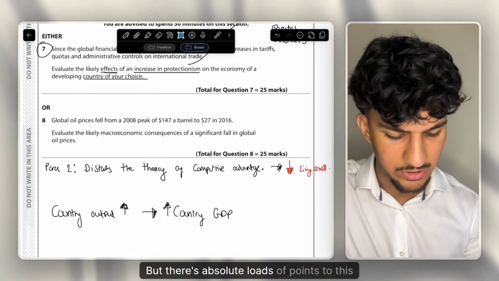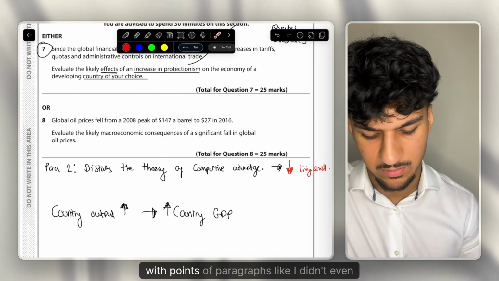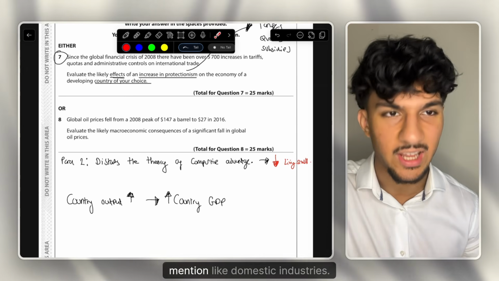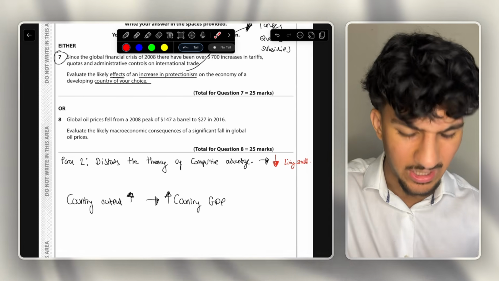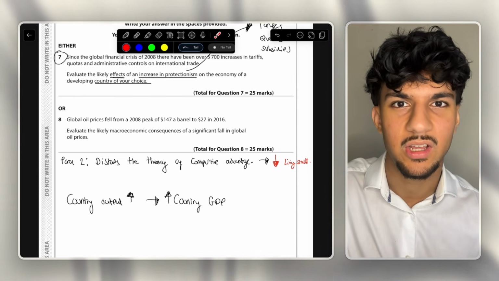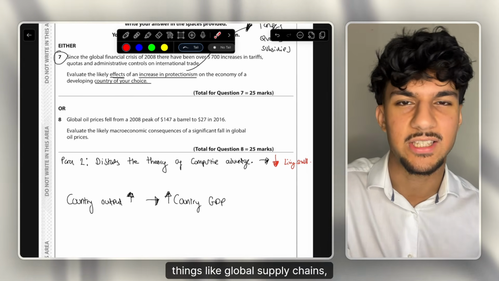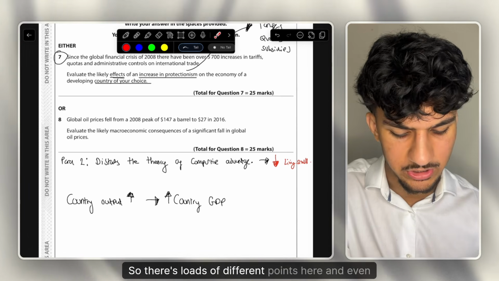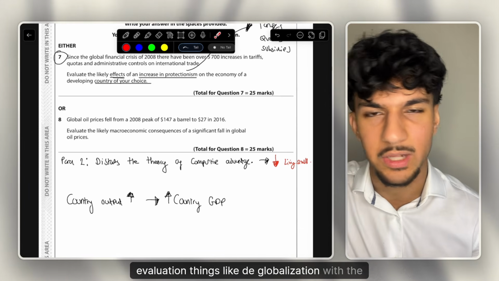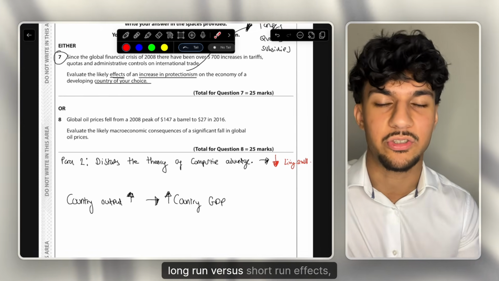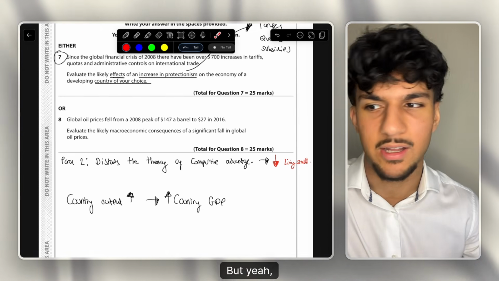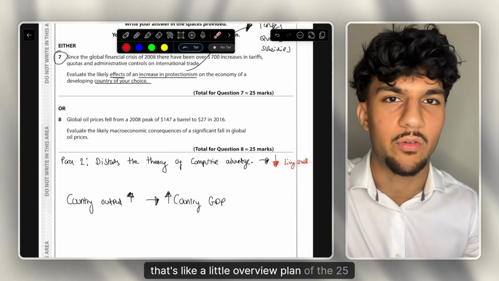But there's absolutely loads of points to this question with evaluation, with points of paragraphs like, I didn't even mention domestic industries, so like protecting infant industries. I didn't really mention retaliation much. Things like global supply chains, how it might affect them. So there's loads of different points here, and even evaluation, things like deglobalization with the US tariffs. Lots of different points, long run versus short run effects. Lots of different points, but yeah, that's like a little overview plan of the 25 mark.